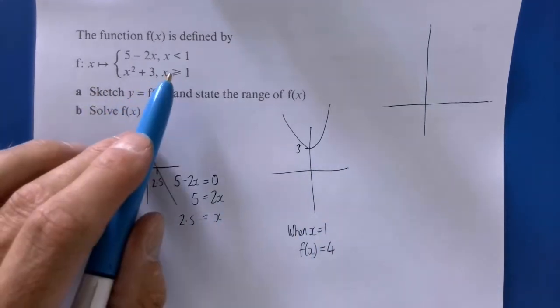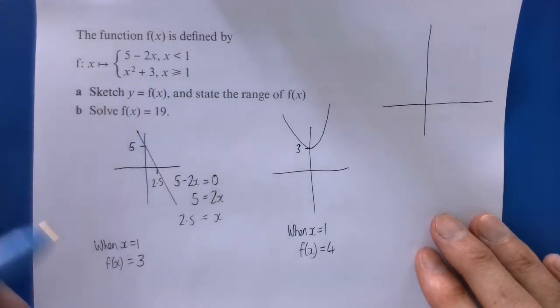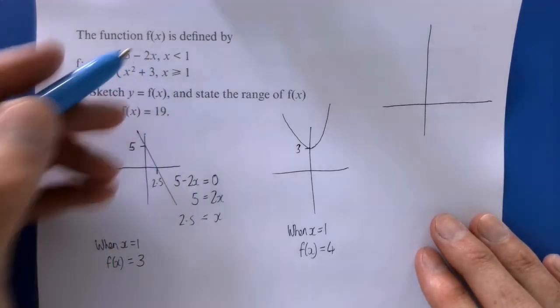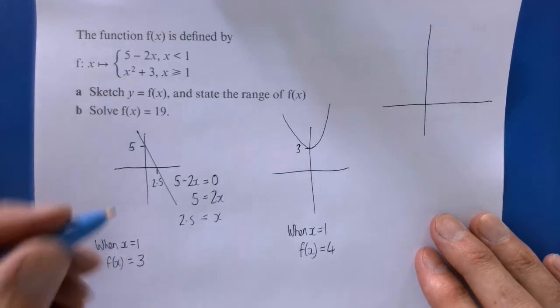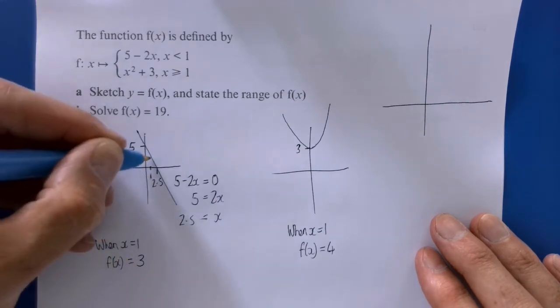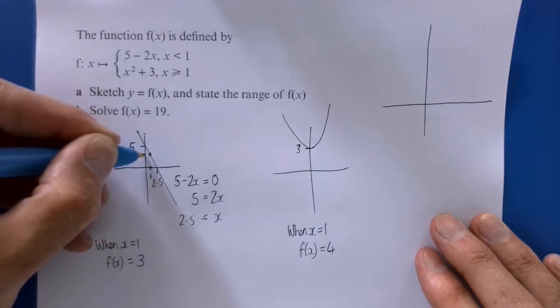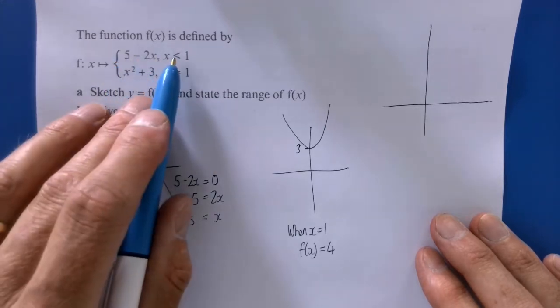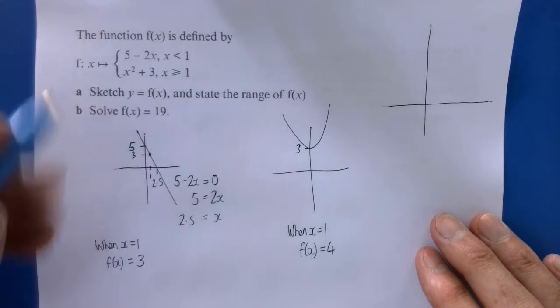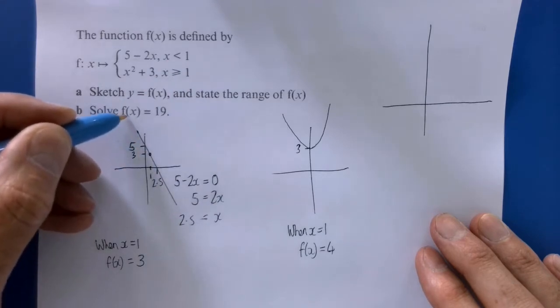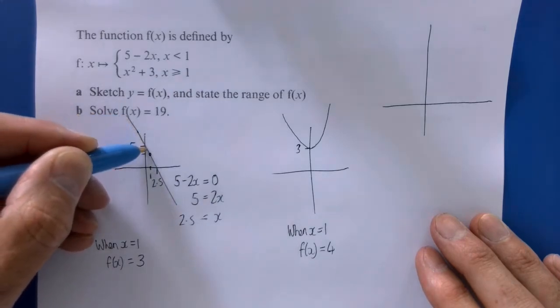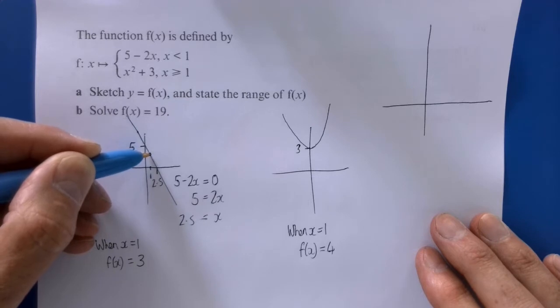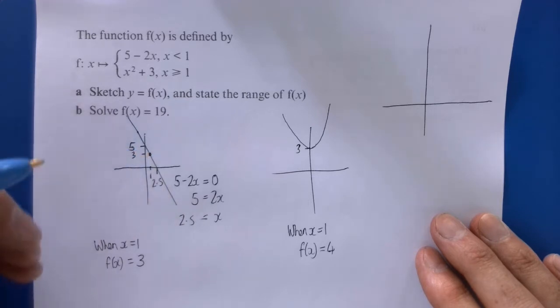Now, 1 is the key x value, isn't it? So when x is 1 with this function, the function is 3, so I know that this goes through 1, 3. And it's defined as this for all values less than 1. So the graph is defined as this straight line all the way down to, but not including that point there. So how do we show that?